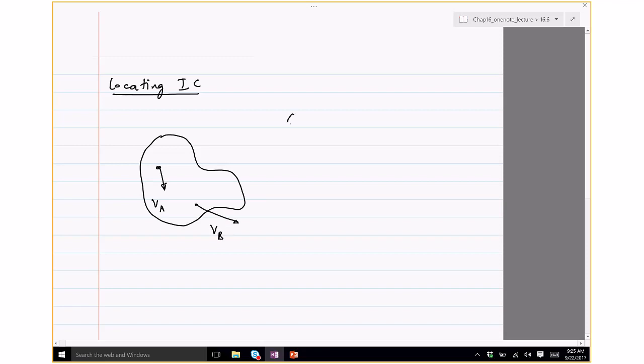So given VB and VA, find IC. Okay, so given the velocity of 2 points on the rigid body, you've got to find the IC. So the method is actually pretty simple.